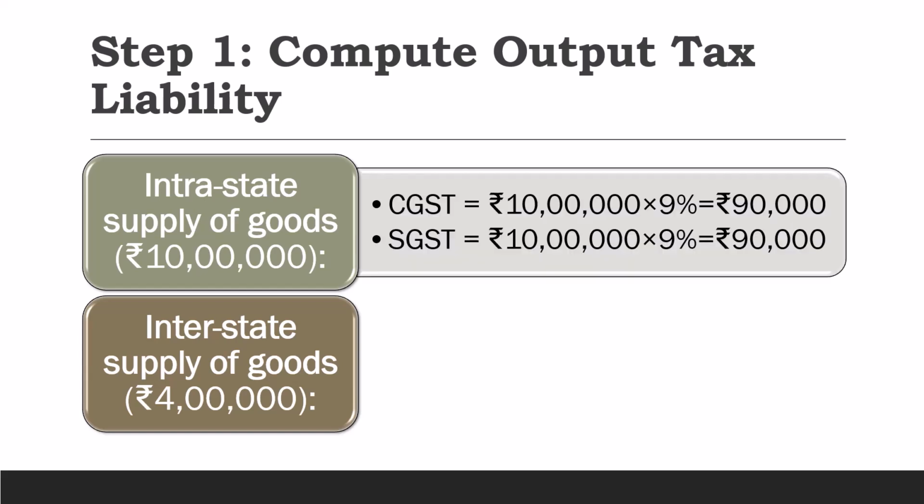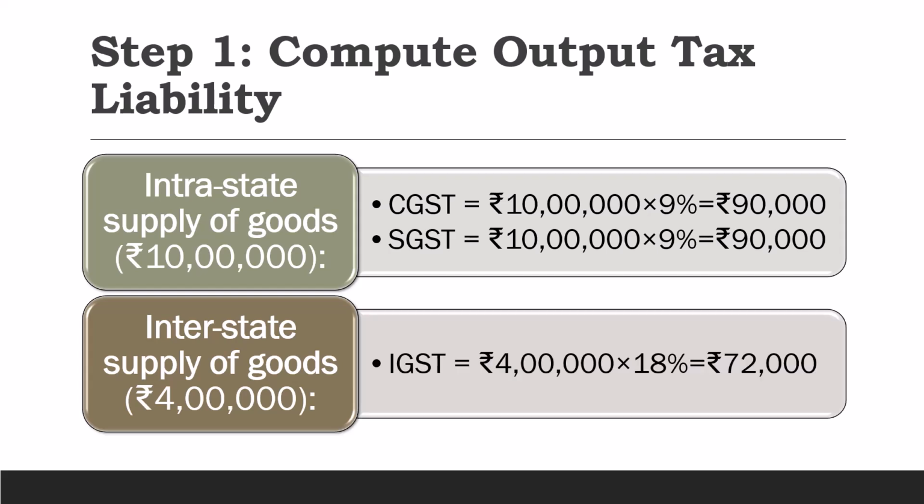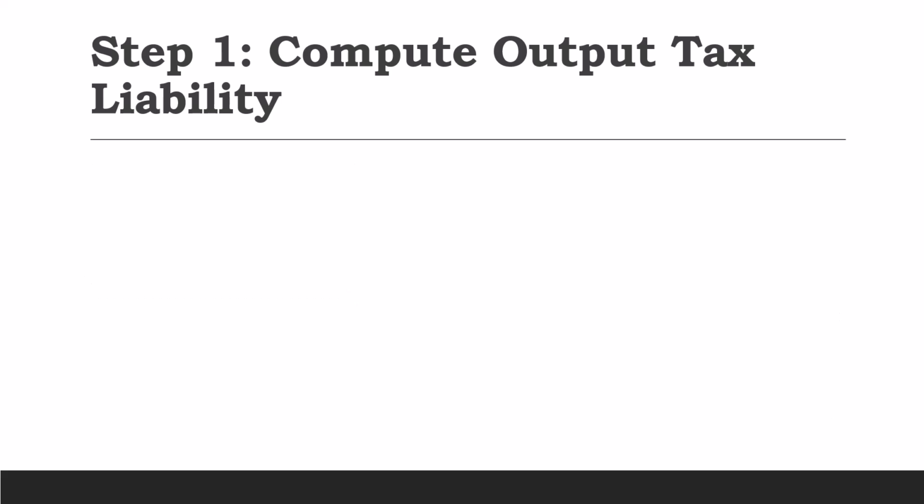Is that clear? Any doubts? Now compute the output tax liability. We have already done that. So total output tax, that means this much tax he is supposed to pay: 90,000 on account of CGST, 90,000 on account of the state levy, and 72,000 on account of IGST, which was the outcome of our previous slide.